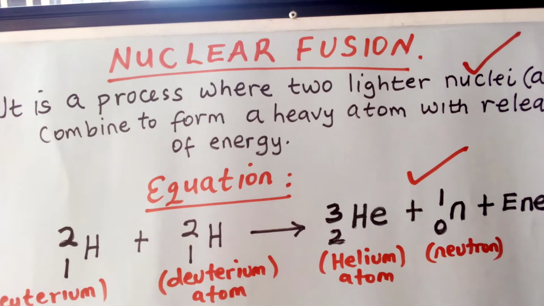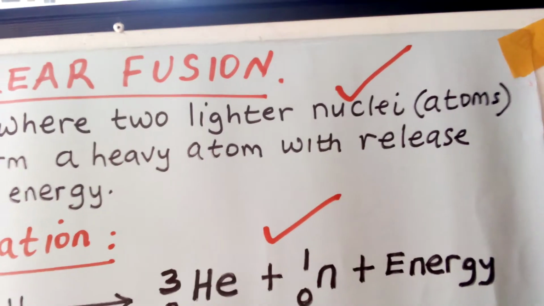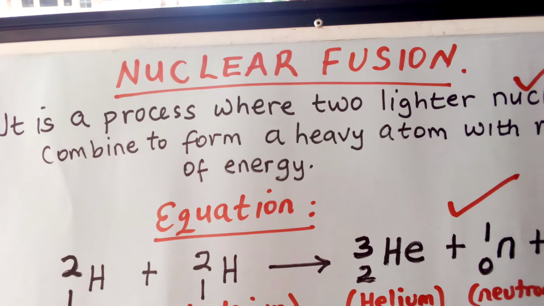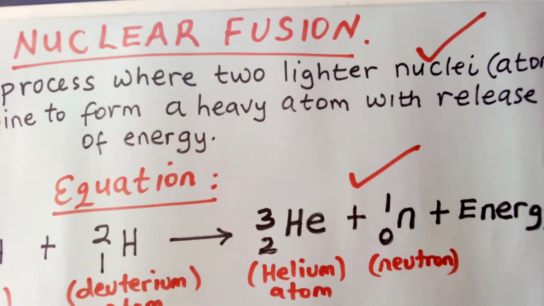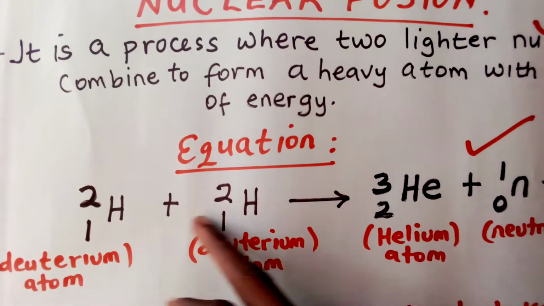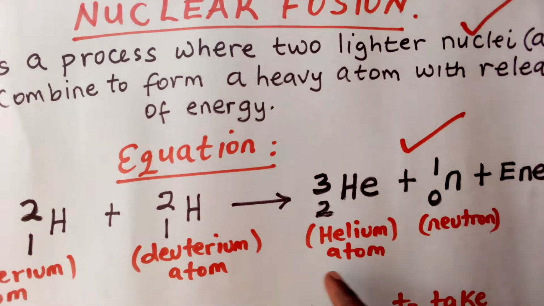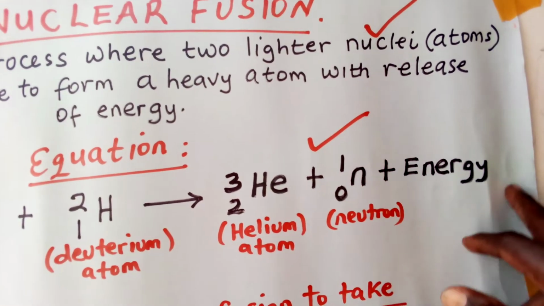So nuclear fusion, once again, is a process where two light atoms combine. Combining means what? To add up. They join to form a heavy atom with the release of energy. And the equation is right here. Two deuterium atoms joining up to form a heavy atom, which is a helium atom, but with the release of what?